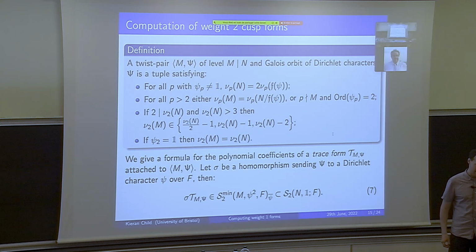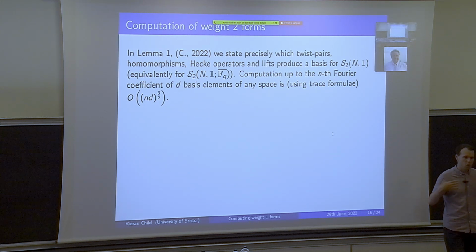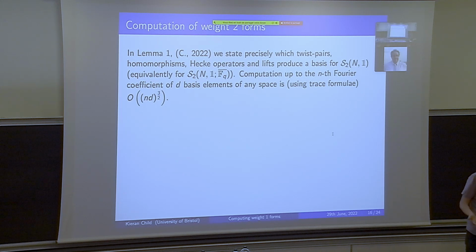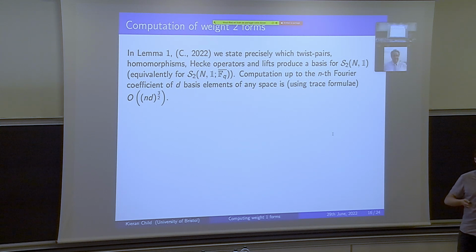And in the very start of the paper, we state exactly which twist pairs we need, which homomorphisms we need, which Hecke operators we need, which lift operators we need in order to get the basis that we want. And we can do this all over a finite field because of that result of Katz that I mentioned, which is that as long as your weight is greater than 1, it's surjective. So we get a weight 2 trivial character basis by doing this.